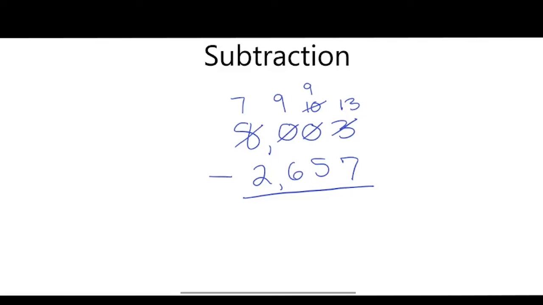Now, the 13 minus 7, that's 6. 9 minus 5 is 4. 9 minus 6 is 3. 7 minus 2 is 5. And I bring down my comma. So 8,003 minus 2,657 is 5,346. Hope you caught that.